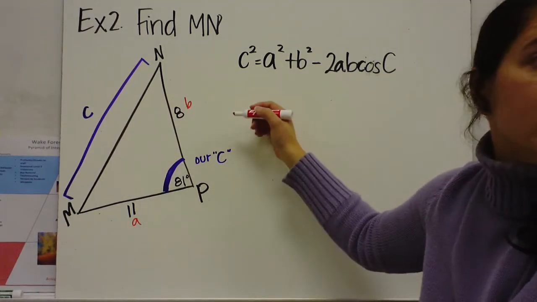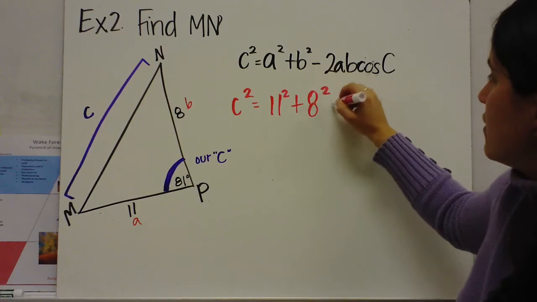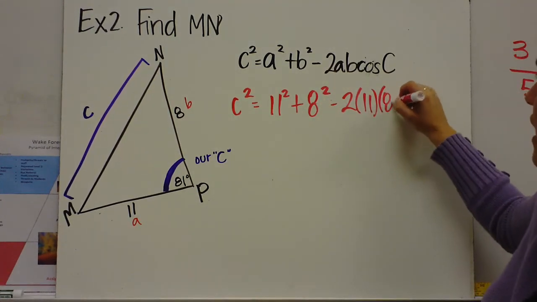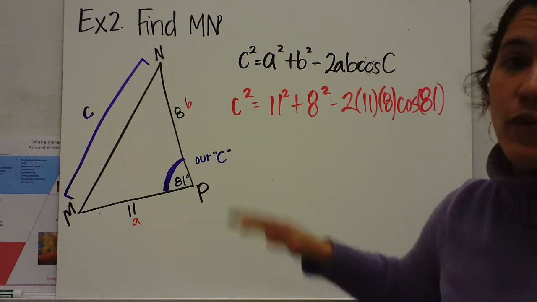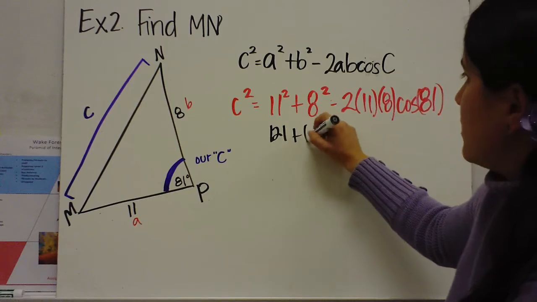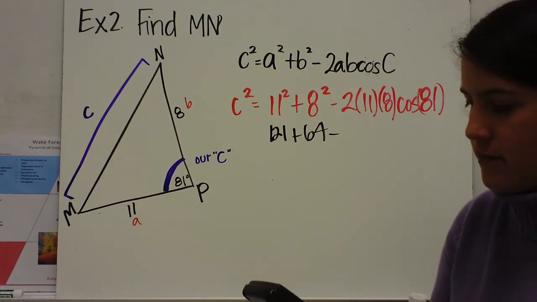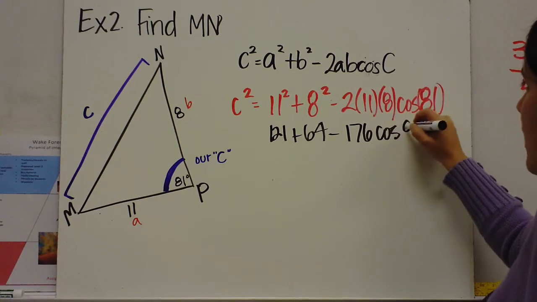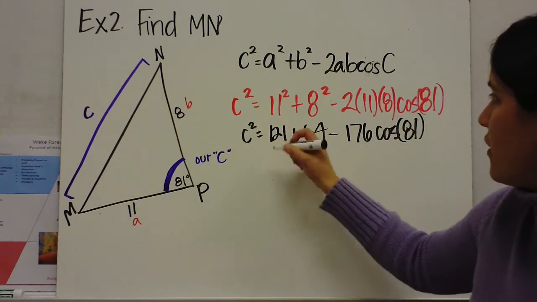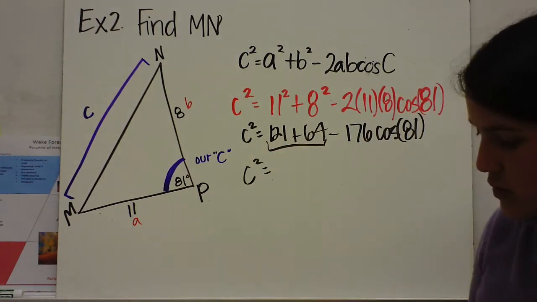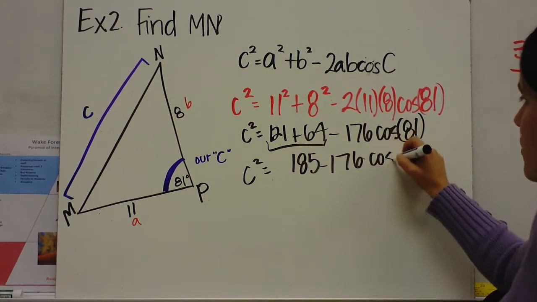I'm looking for C. So again, this is C squared. A is 11. B is 8. A is 11. And B is 8. Cosine of 81. So for this, we have to just figure all this out. I know this is 121 plus 64 minus 2 times 11 times 8, 176 cosine of 81. And then this is all equal to C squared. I can add that, 121 plus 64. And this is 185 minus 176 times cosine of 81.